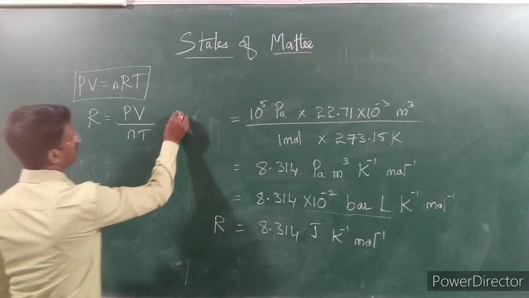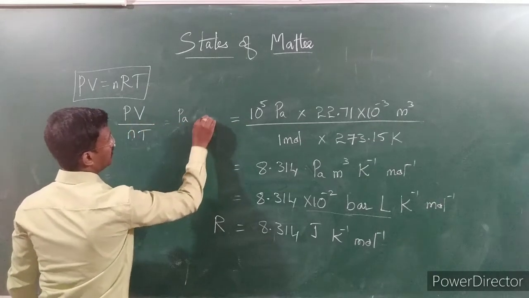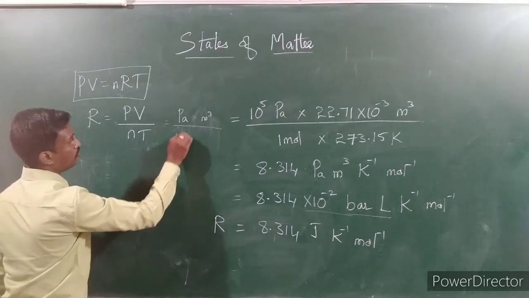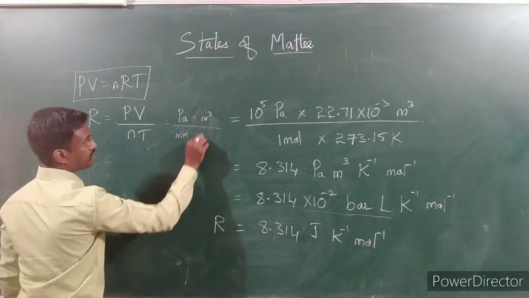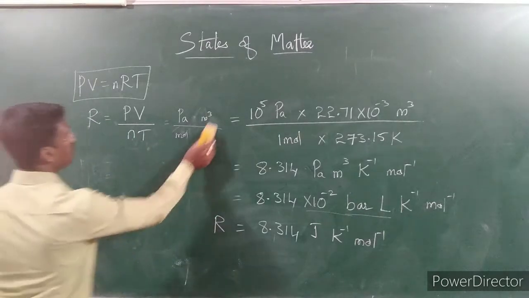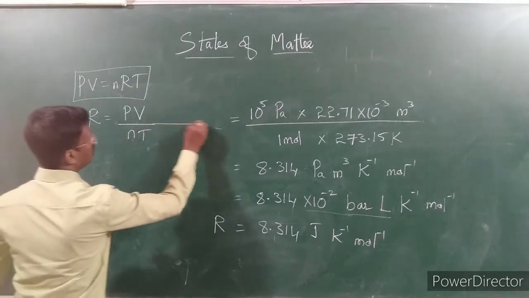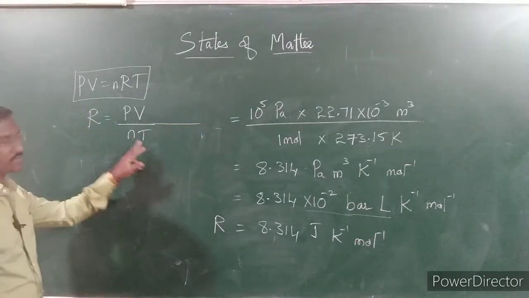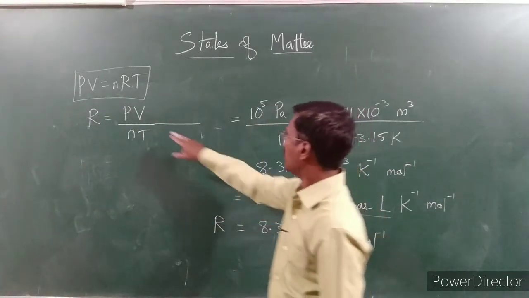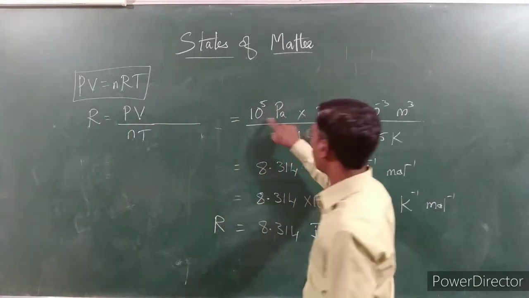So P is having the SI unit Pascal, volume is having the SI unit meter cube, n is the number of moles, that is mole, and temperature is Kelvin. In the same expression I have substituted the constant values for pressure, volume, amount of substance and temperature. Just look here, so the same values I have arranged here to calculate the R value.